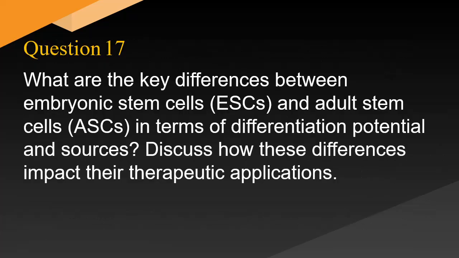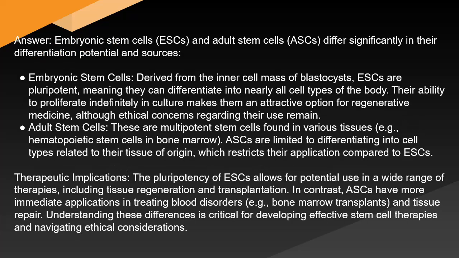What are the key differences between embryonic stem cells (ESCs) and adult stem cells (ASCs) in terms of differentiation potential and sources? Discuss how these differences impact their therapeutic applications. Answer: embryonic stem cells (ESCs) and adult stem cells (ASCs) differ significantly in their differentiation potential and sources.